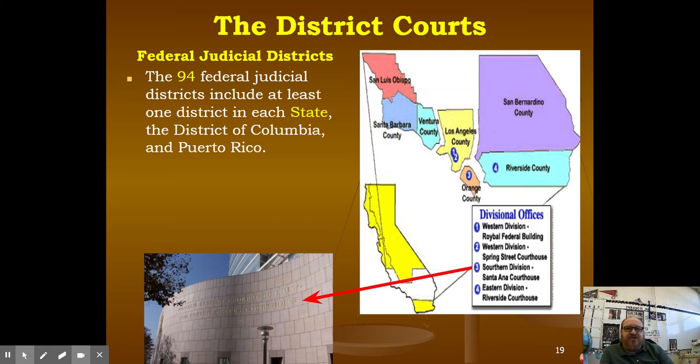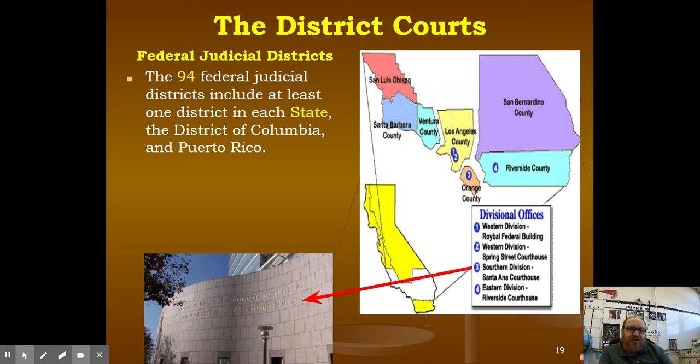All right, so federal judicial districts. There are 94 federal judicial districts, including at least 1 district in each state, plus the District of Columbia and 1 in Puerto Rico, because Puerto Rico is big enough to have its own.